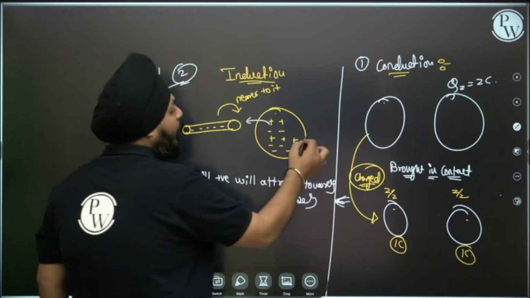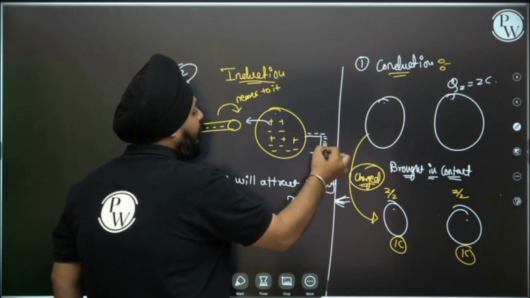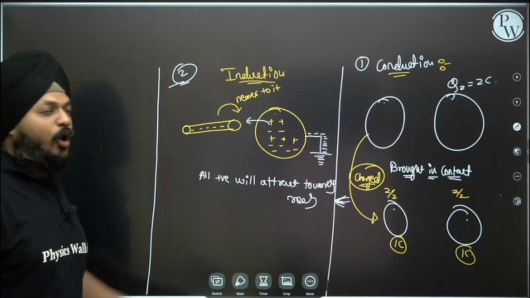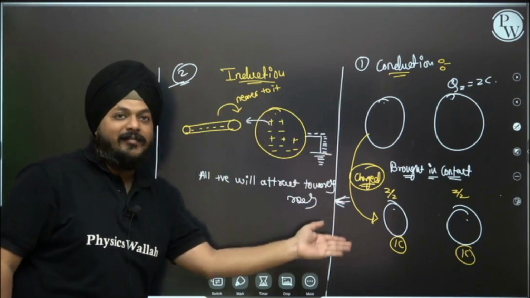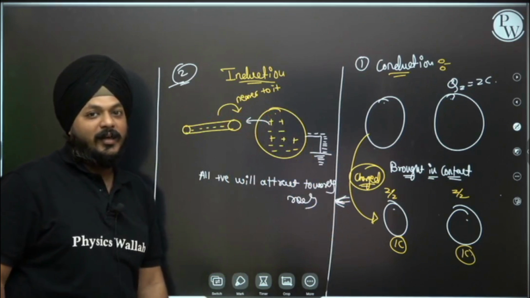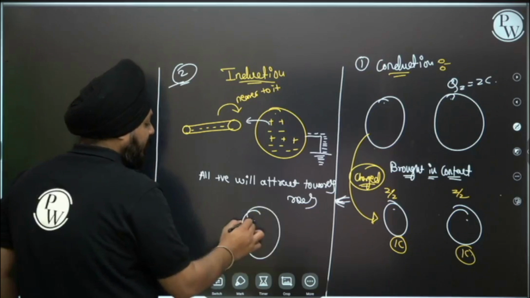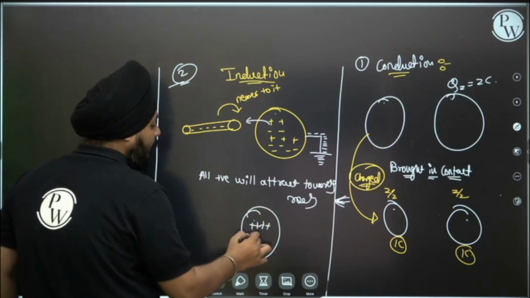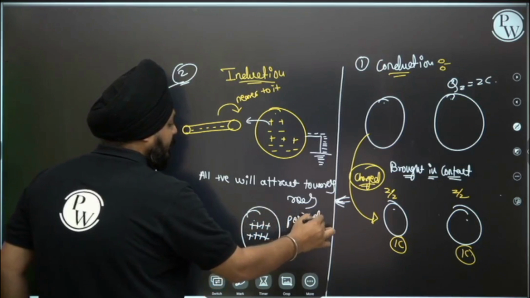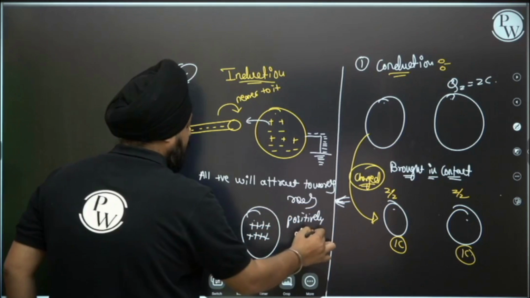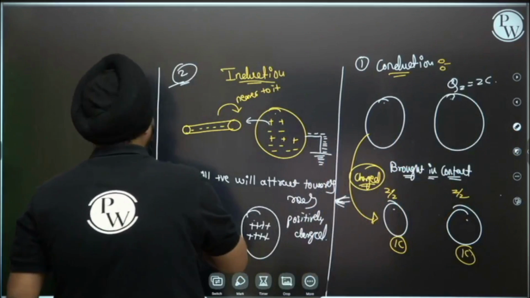And suppose if I am going to earth this, then all of those negative charges are going to flow into the earth. All of those positive charges are getting attracted towards the rod and all of those negative charges are going to be into the earth. Now suppose if I am keeping the rod away, there will be only positive charges in the body and hence the body becomes positively charged. Okay, so this is one of the technical examples of induction.